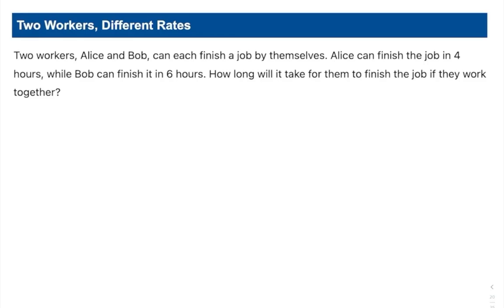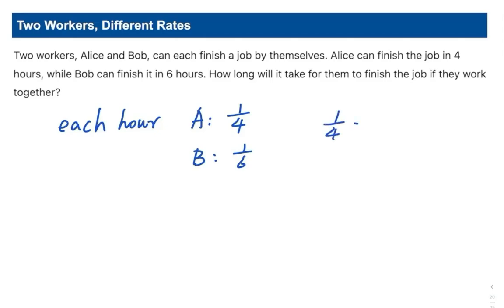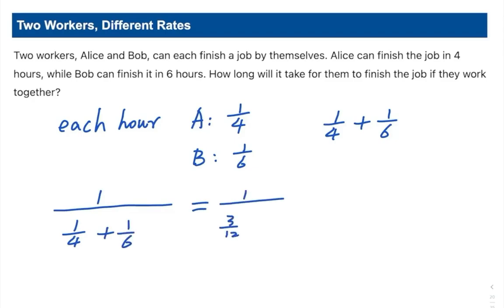Okay, A finishes in 4 hours, so each hour A finishes 1/4 of the job, and B finishes 1 over 6 part of the job. And if they work together, each hour they can finish this amount of the job. How long will it take them to finish the whole job? That's going to be the whole job divided by 1 over 4 plus 1 over 6, which is 3 over 12 plus 2 over 12. So 12 over 5 hours.